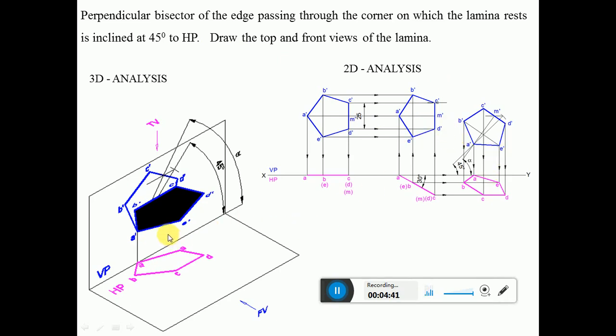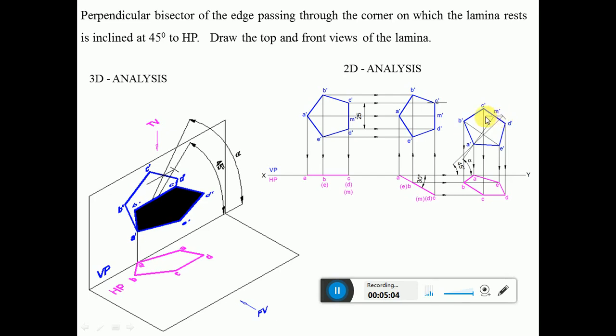To do that, first you draw a 45 degree line and then take the true length of the perpendicular bisector. Since the perpendicular bisector is parallel to VP here, you are getting the true length here. So you measure the length from A dash to M dash. From A dash you cut an arc on the 45 degree line.